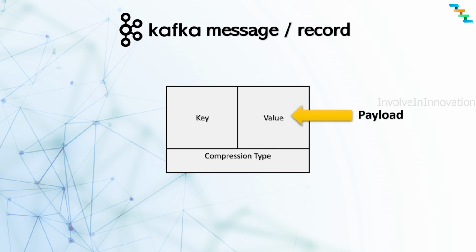Then we can perform compression on the message. The default is no compression. Messages are stored and transmitted without any compression. It is useful when messages are already in compressed format or when compression is not required. Other compression types can be gzip, snappy, lz4, zstandard to compress the message.